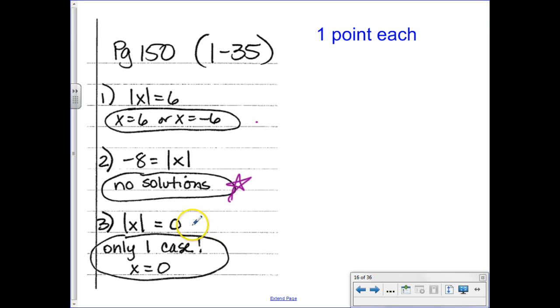Likewise for number 3, when it's equal to exactly 0, you don't break it into two cases, being positive and negative. If it's 0, it's just 0, and you only get one answer.